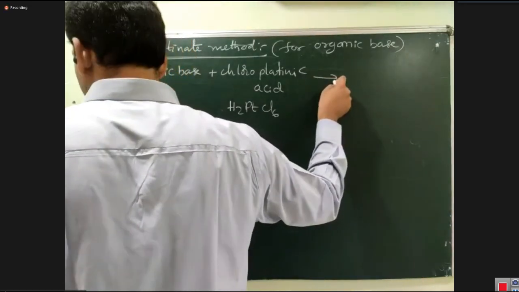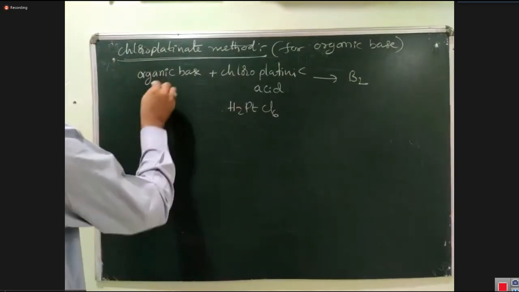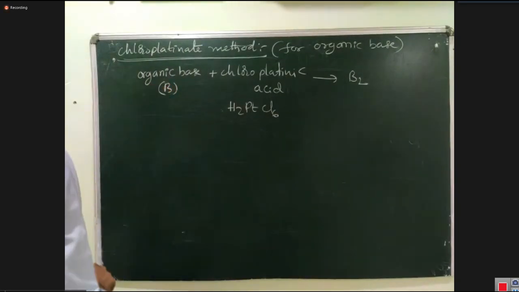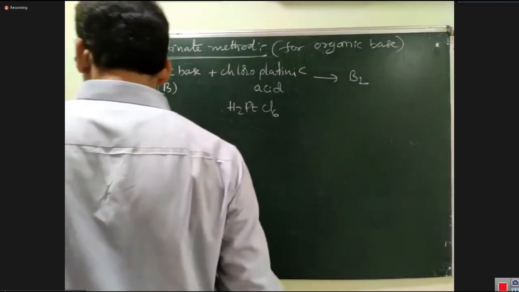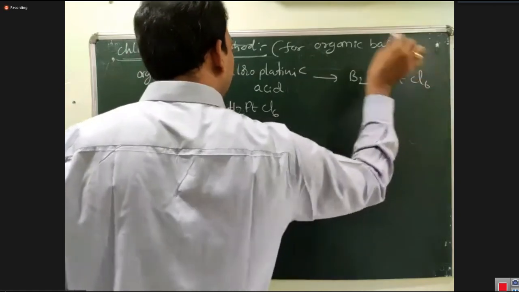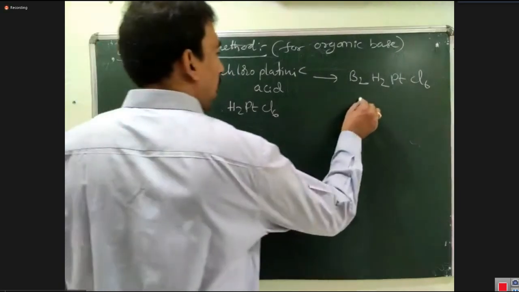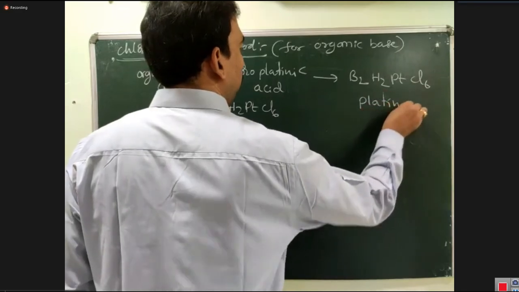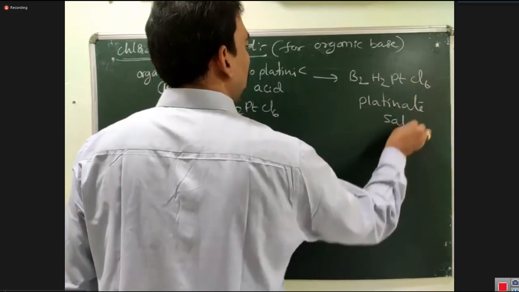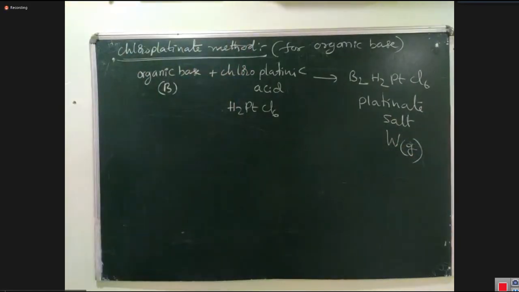The salt is formed from the organic base. B is the organic base. Then B2H2PtCl6 will be formed. B2H2PtCl6, this is the platinate salt. W grams formed. How many grams of platinate salt is formed? W grams of platinate salt is formed.